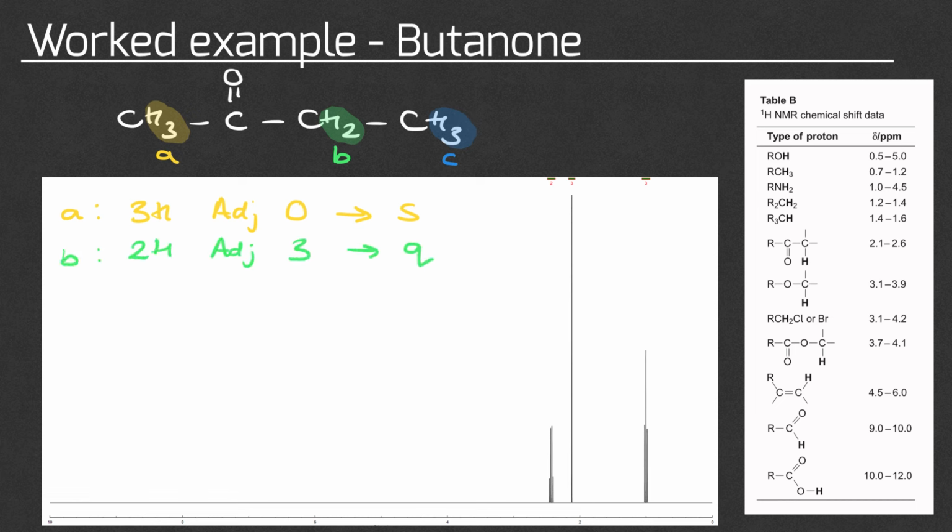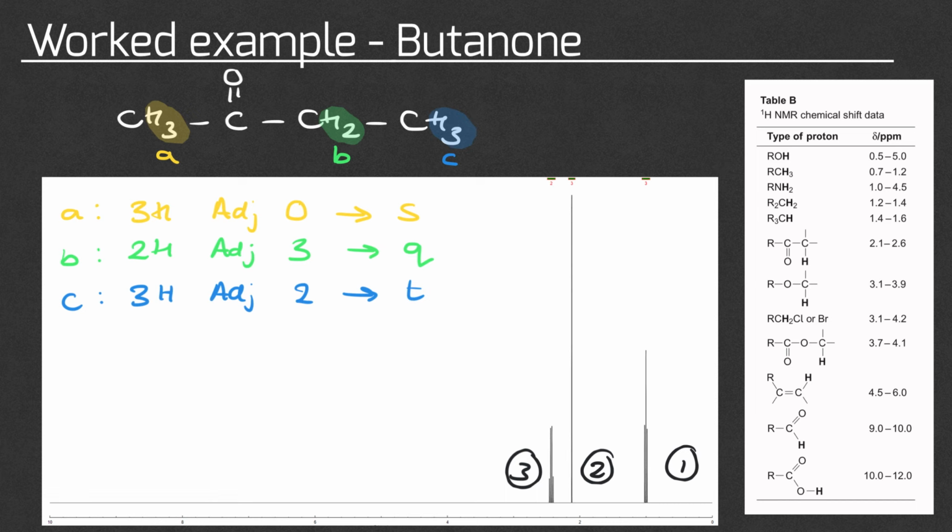Environment B consists of 2 hydrogens. It's adjacent to 3, so we'd expect environment B to be a quartet. Environment C consists of 3 hydrogens. It's adjacent to 2, therefore it should be a triplet. Even if you think it's quite straightforward to assign the peaks, we should still write all the information the peaks give us, as that could be worth additional marks in the exam.